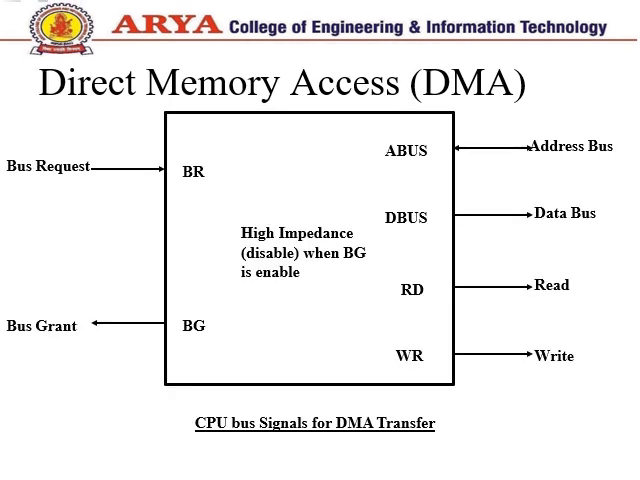This is the diagram of the DMA, direct memory access. CPU bus signals for DMA transfer. There are two inputs, bus request and bus grant. There are the address bus, data bus, read signal, and write signal. When high impedance is disabled, then the bus is enabled.